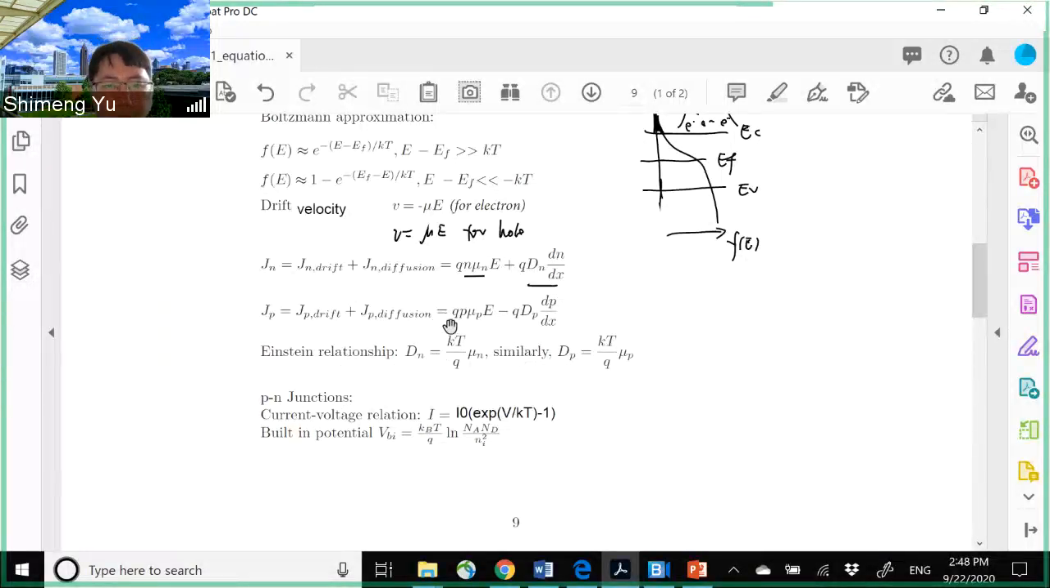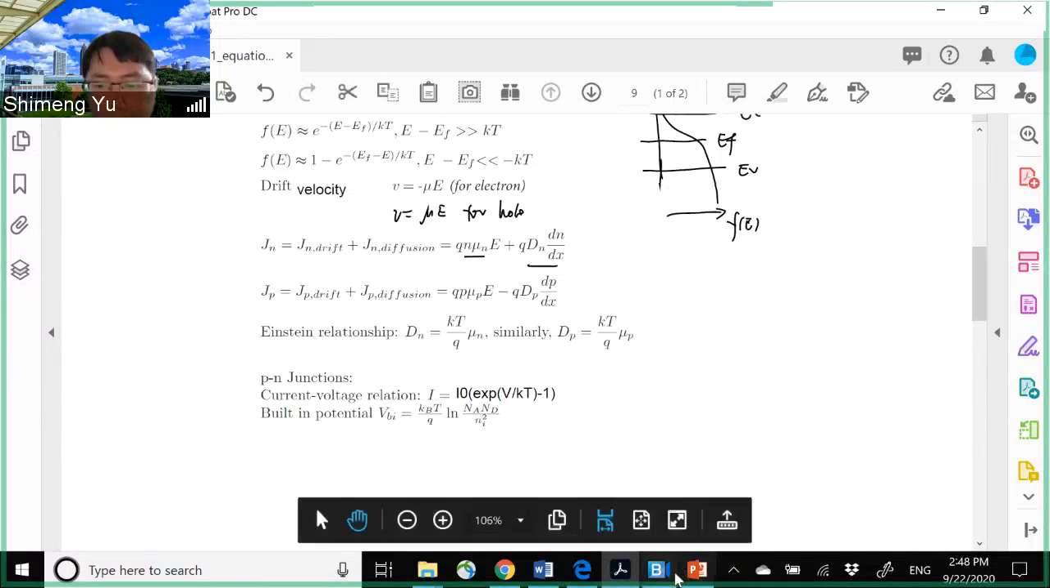And then we can use the net current equals to 0 to derive the Einstein relationship. And here you have D equals to KT over Q times mu. Any questions?